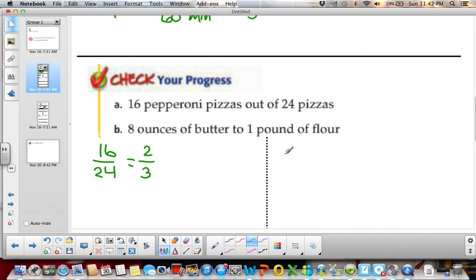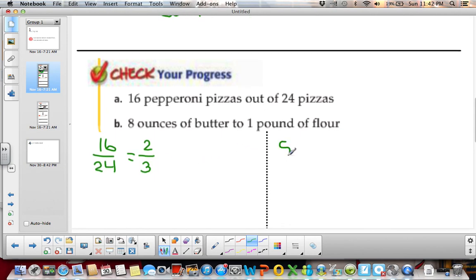Okay, 8 ounces of butter, so we have 8 ounces to 1 pound. I'm going to change pound to ounces. 1 pound is the same as 16 ounces. So now I'm going to simplify. 8/16 equals 1/2, because you can divide both the numerator and the denominator by 8, and you get 1/2. So that tells us that for every pound of flour, there's half the amount of butter as there is flour.